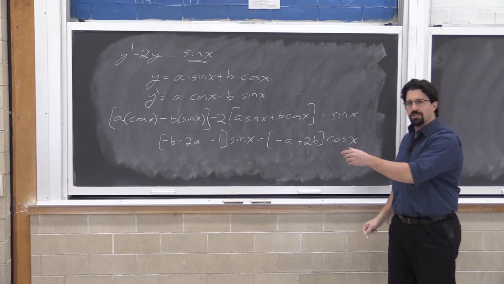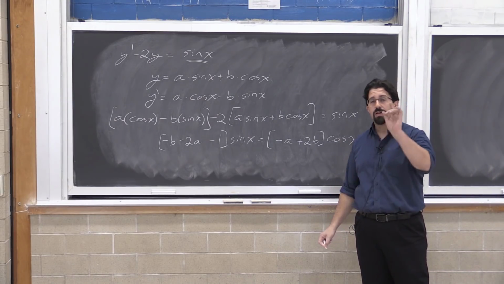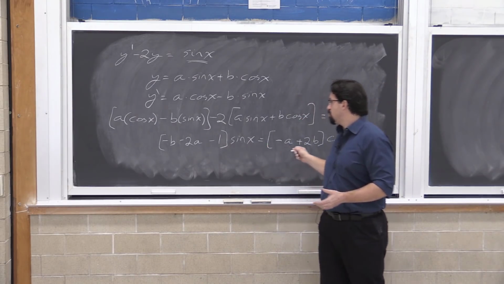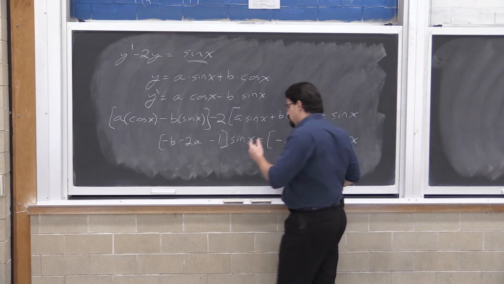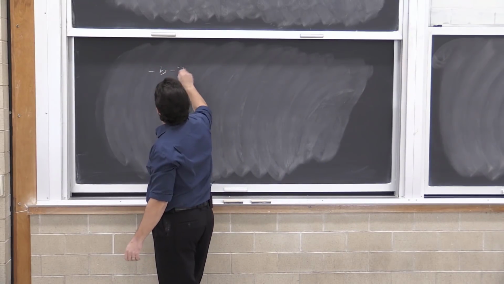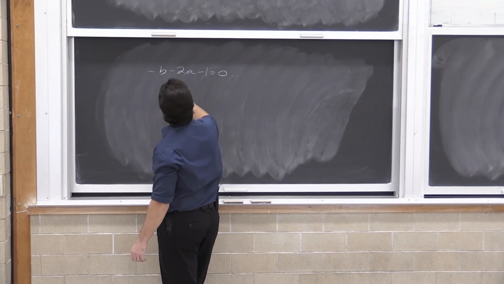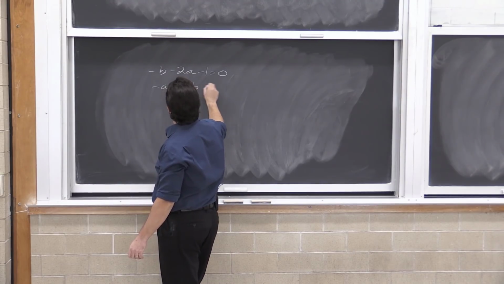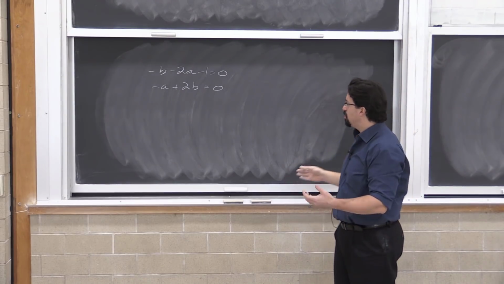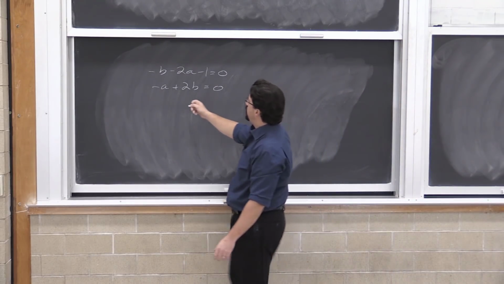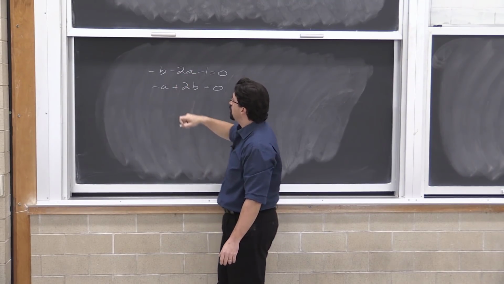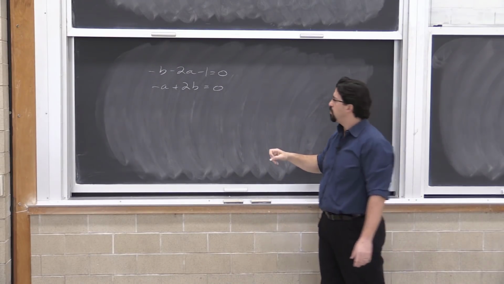If a constant times sine of x is equal to a constant times cos of x for every x, the only possibility is for both of these constants to be equal to 0. So that gives us negative b minus 2a minus 1 is equal to 0. Negative a plus 2b is equal to 0. Not exactly written out in the ideal way, but it's still easy enough to solve. Probably substitution. It's easy over here to isolate for a, or from over here to isolate for b, and you substitute the one into the other.